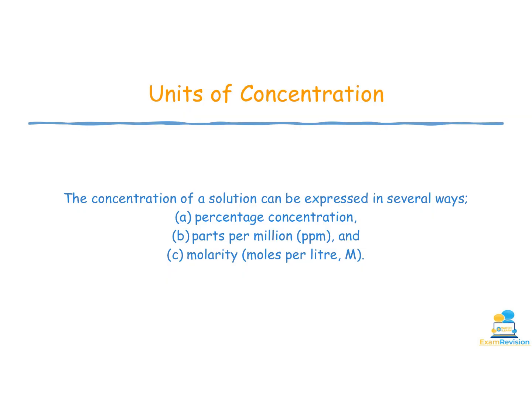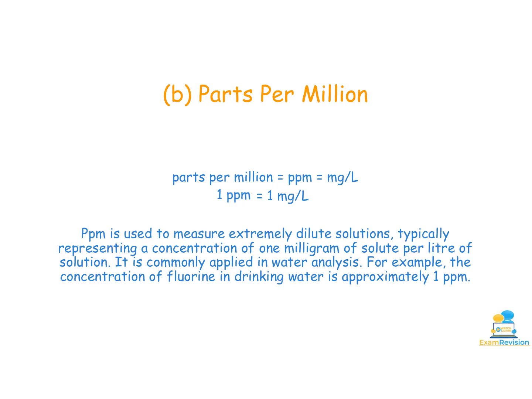As I mentioned in the last video, the concentration of a solution can be expressed in several ways. Firstly, it can be expressed in percentage concentration, which we looked at in the last video. In this video, we're going to be looking at parts per million, which can be abbreviated to ppm. And in the next video, we're going to be looking at molarity, which is moles per litre. Before we start looking at calculations that involve expressing a solution's concentration in parts per million, we need to understand what parts per million actually is.